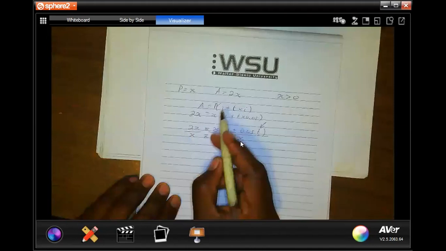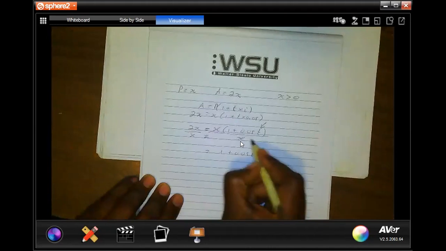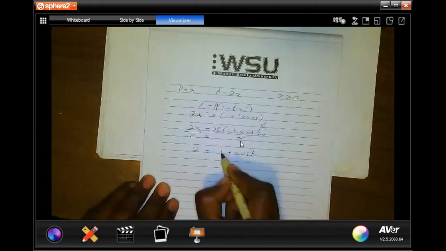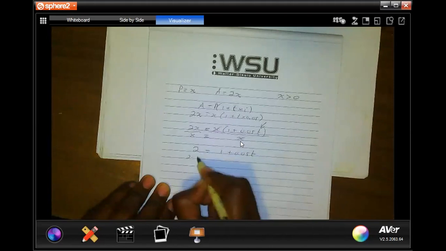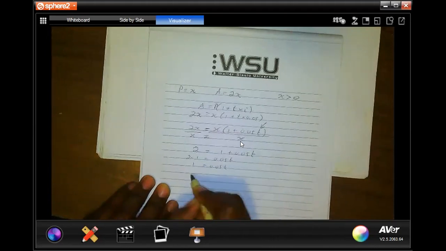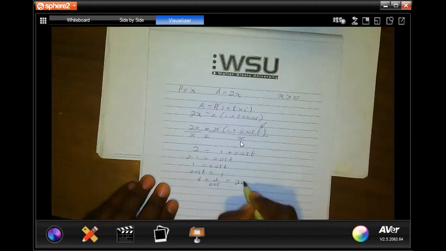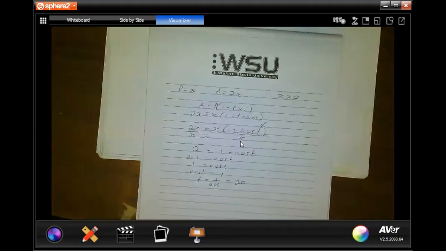So we divide it and then it cancels here. We divide it again here, and then we've got 2. Then we've got 2 minus 1 equal to 0.05t. And then we've got 1 equal to 0.05t. Then we've got 0.05t equal to 1. Then we've got t equal to 1 over 0.05, which is going to be 20. So regardless of what value of p you choose, you'll always lead to the same conclusion in the end.